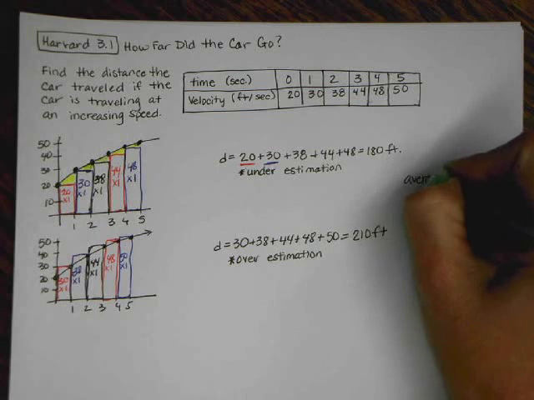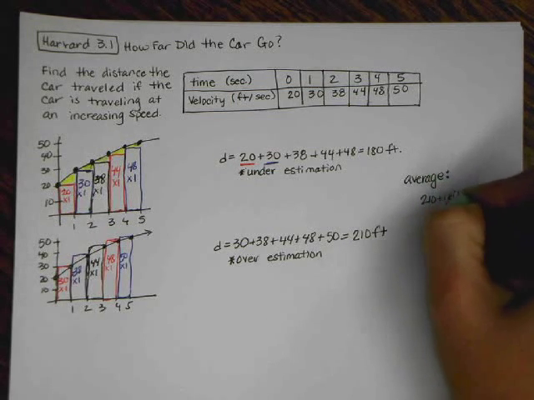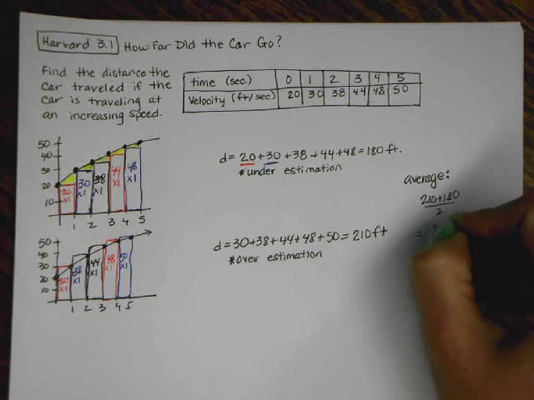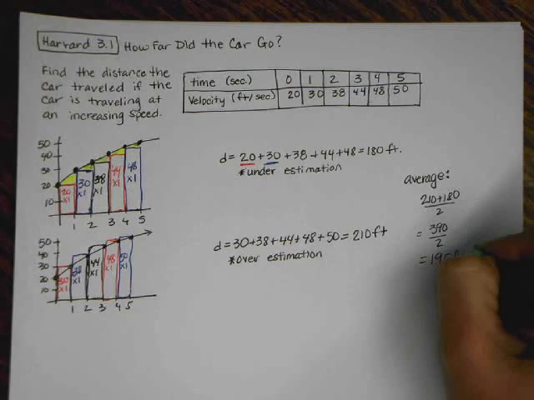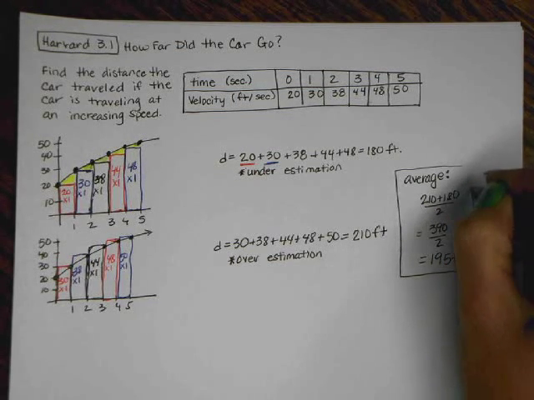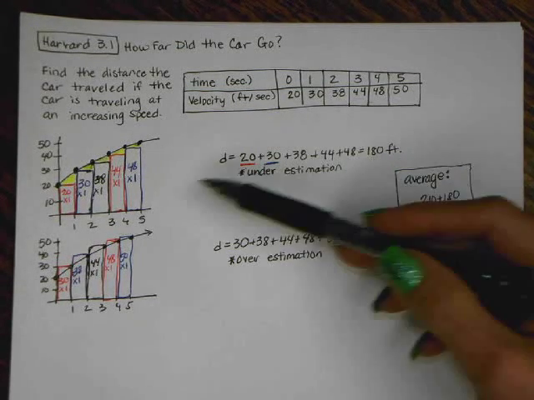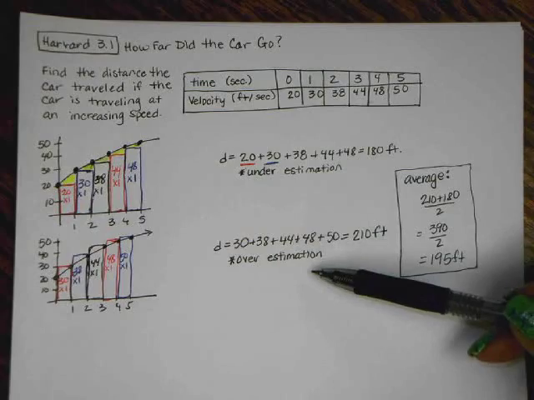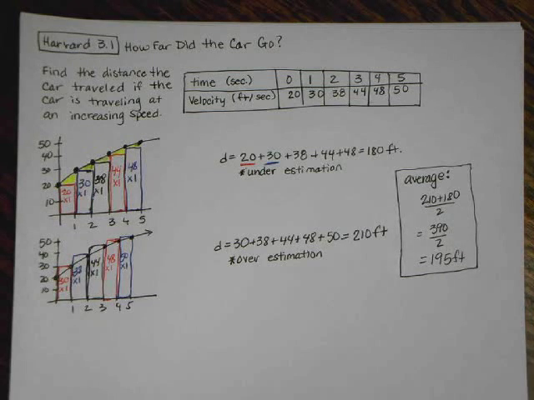So my average will be 210 plus 180 divided by 2, which is 390 over 2, which is 195. Make sure you label feet, feet, feet. Alright, so if they ask you for an underestimation, you're going to do this type, where your rectangle is below, and if they ask for an over, your rectangle will be above, and if they ask for an average of those two, you add them and divide by 2.